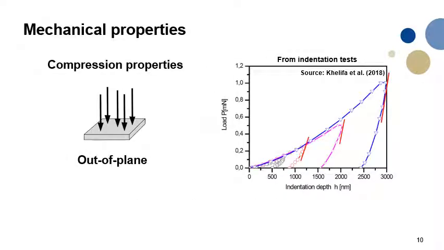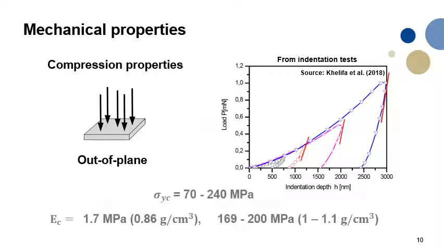The compression can be studied even with nano indentation tests. This is a typical curve of compression. It's not linear, but from the unloading curve, one can extrapolate the elastic modulus in compression. The values found in literature are not that reliable because they are in a wide range and different for different values of density.